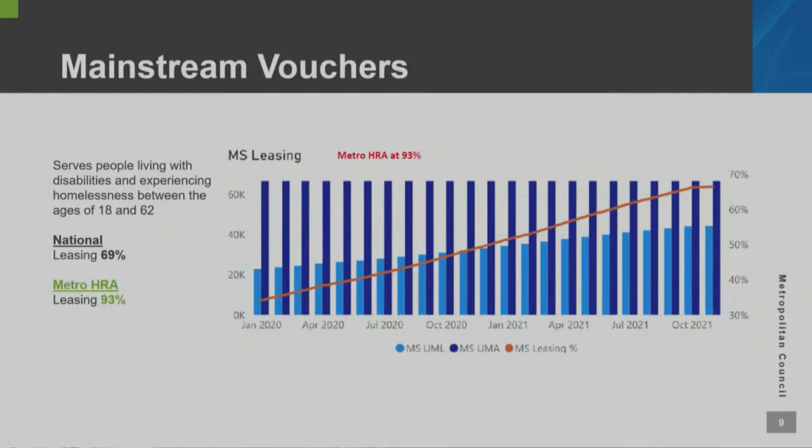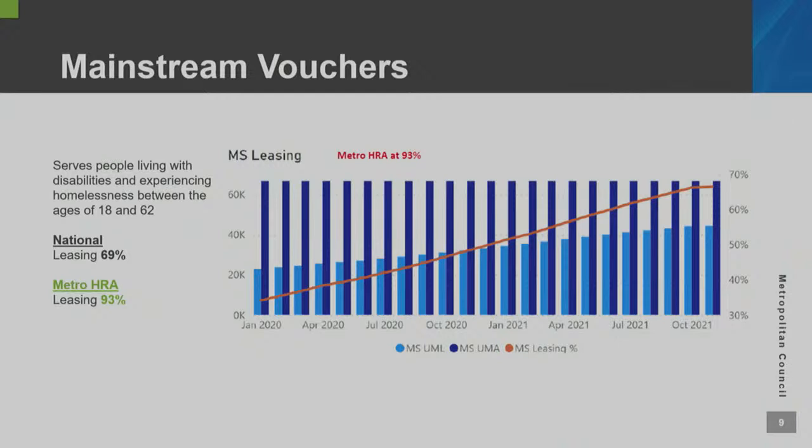Mainstream vouchers, these are fairly new to us. We got our first award back in 2018. They are vouchers that provide rental assistance to people living with disabilities that are between the ages of 18 and 64, so they're non-elderly, and that they are either experiencing homelessness, at risk of homelessness, or recently homeless. And this is where we have the partnership with the Metro Transit Homeless Action Team for the bulk of those vouchers. We have 203 of them, and we are at 93% leasing. The national leasing on these mainstream vouchers is 69%.